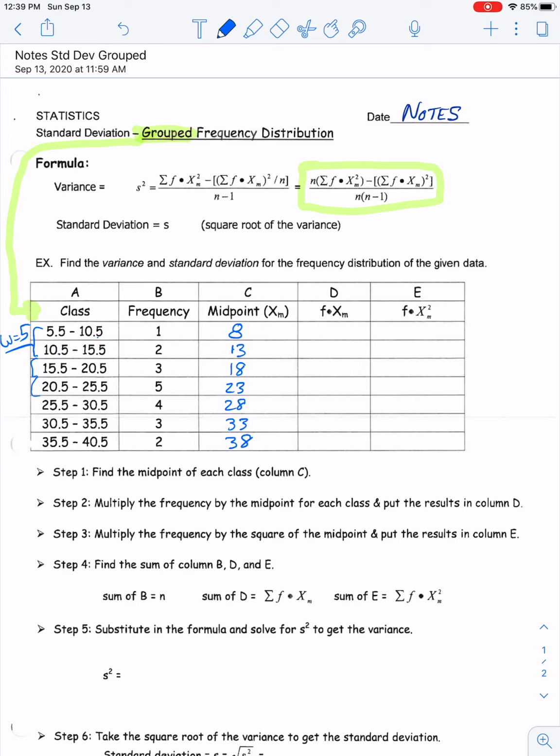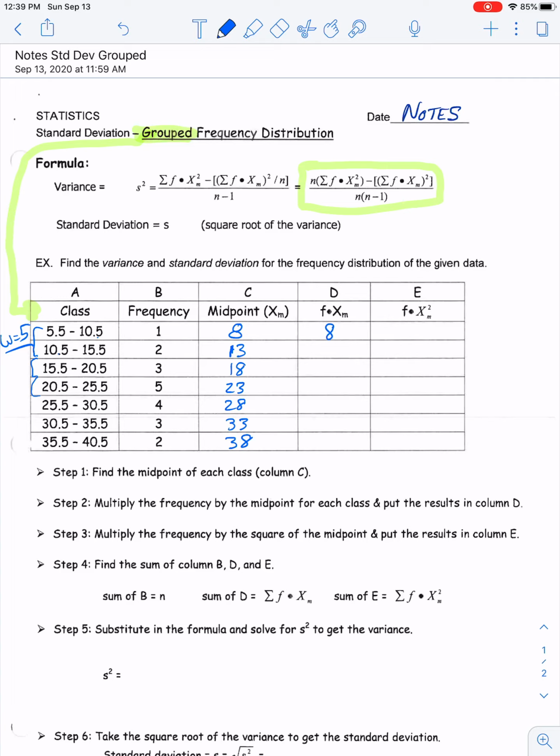Okay, on the ungrouped problem, we would calculate f times x as a column. So we're going to feel the same way on this one. We're just going to multiply by midpoint. So the next column here is frequency times midpoint.